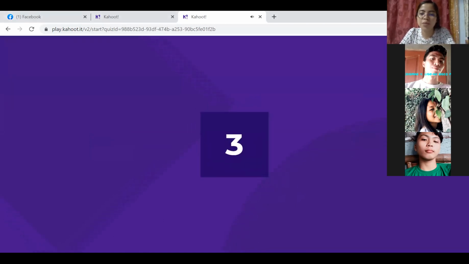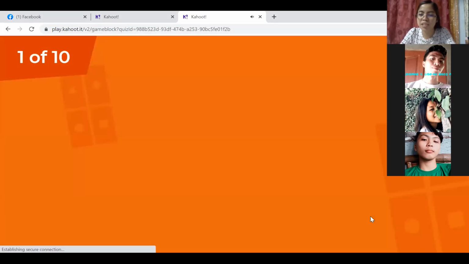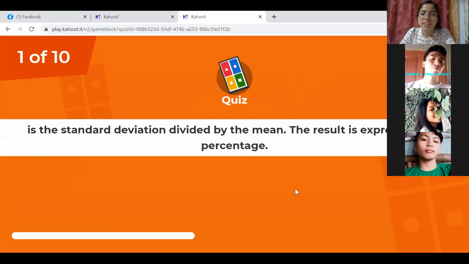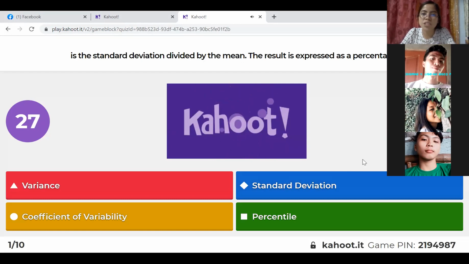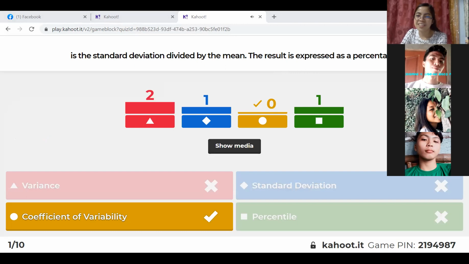Elementary Statistics and Probability. Please look at the screen, or I will read it. Is the standard deviation divided by the mean, with the result expressed as a percentage? How would you call that? Red is variance, blue is standard deviation, yellow is coefficient of variability, and green is percentile. Standard deviation divided by the mean, what is it? So let's see.